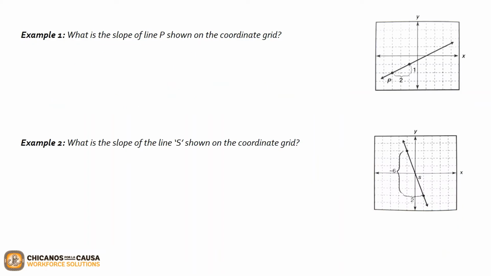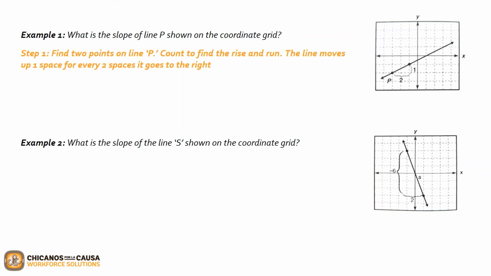Okay, so here we're provided with two different examples that we're going to work through separately. So let's start with example 1. What is the slope of line P shown on the coordinate grid? If you look to the right, we have a small coordinate grid with 1 point, which is labeled P. Essentially the slope is asking us how far and how high or low, depending on what it is, do I have to go in order to reach the next point in the line?